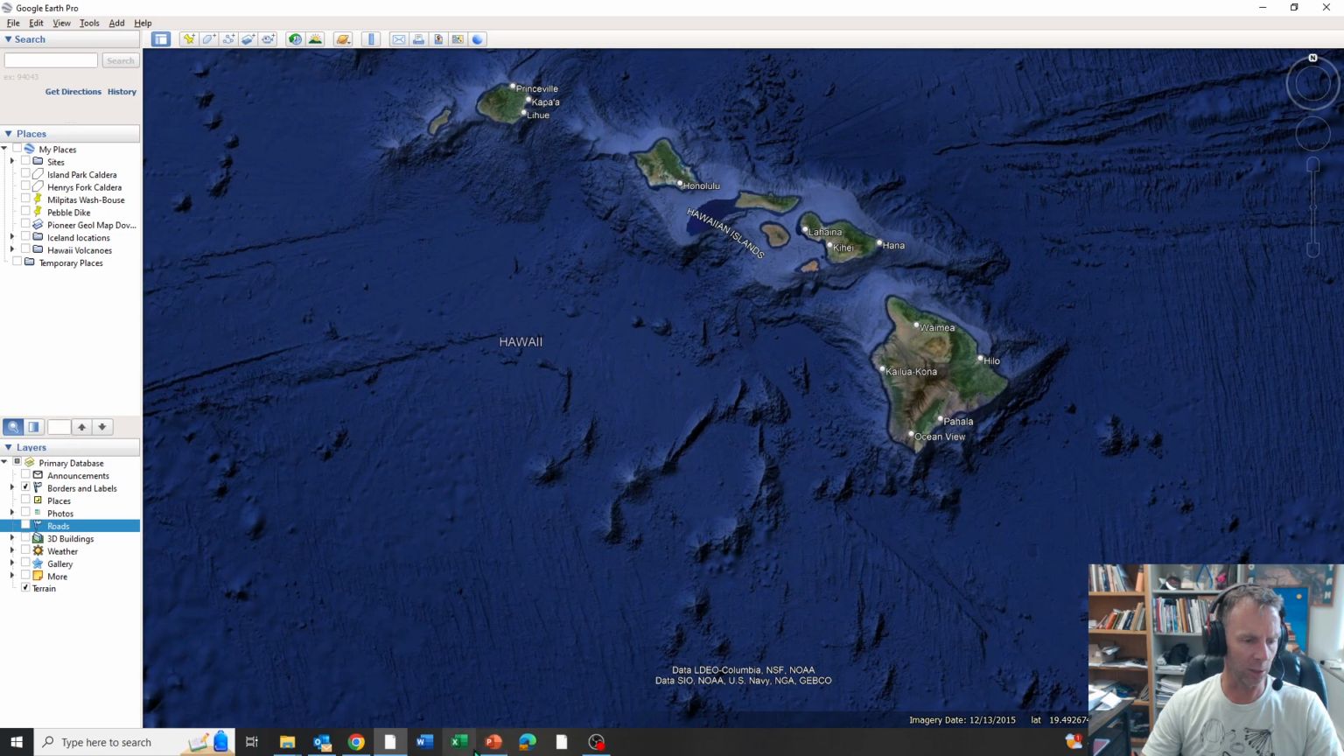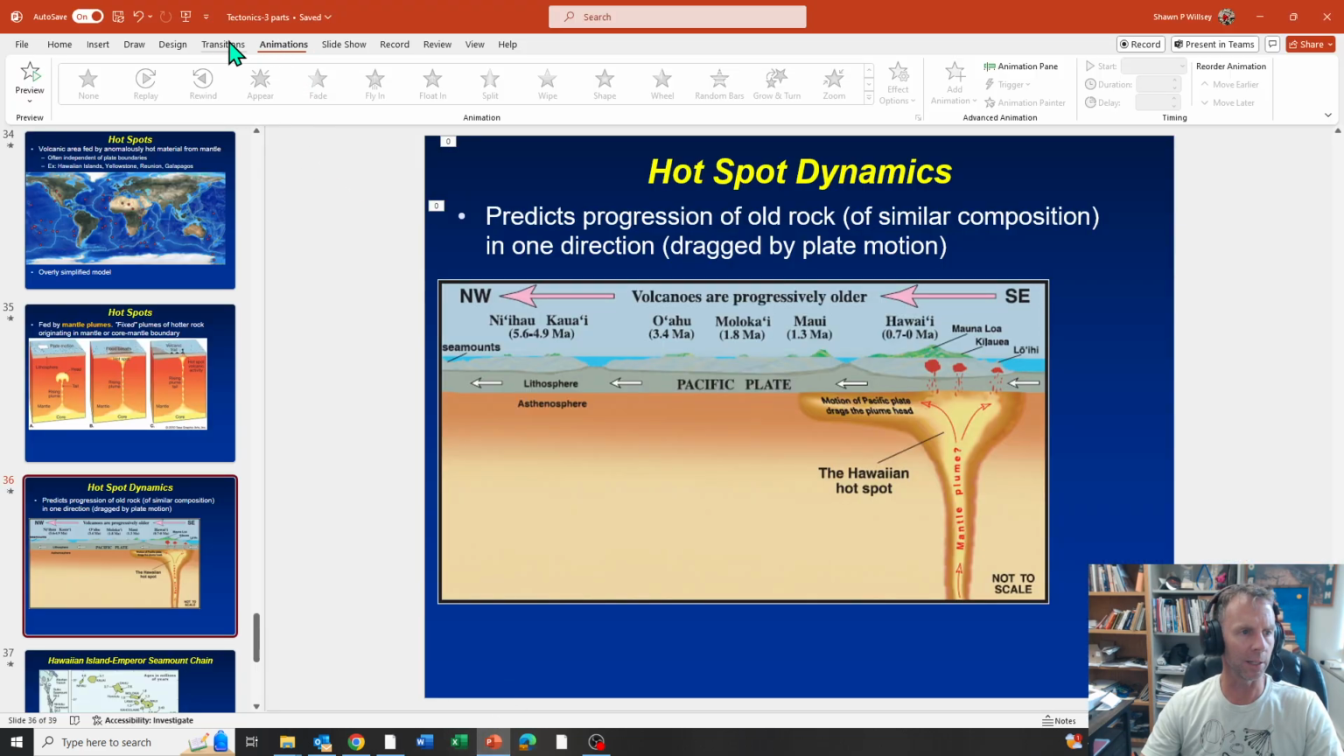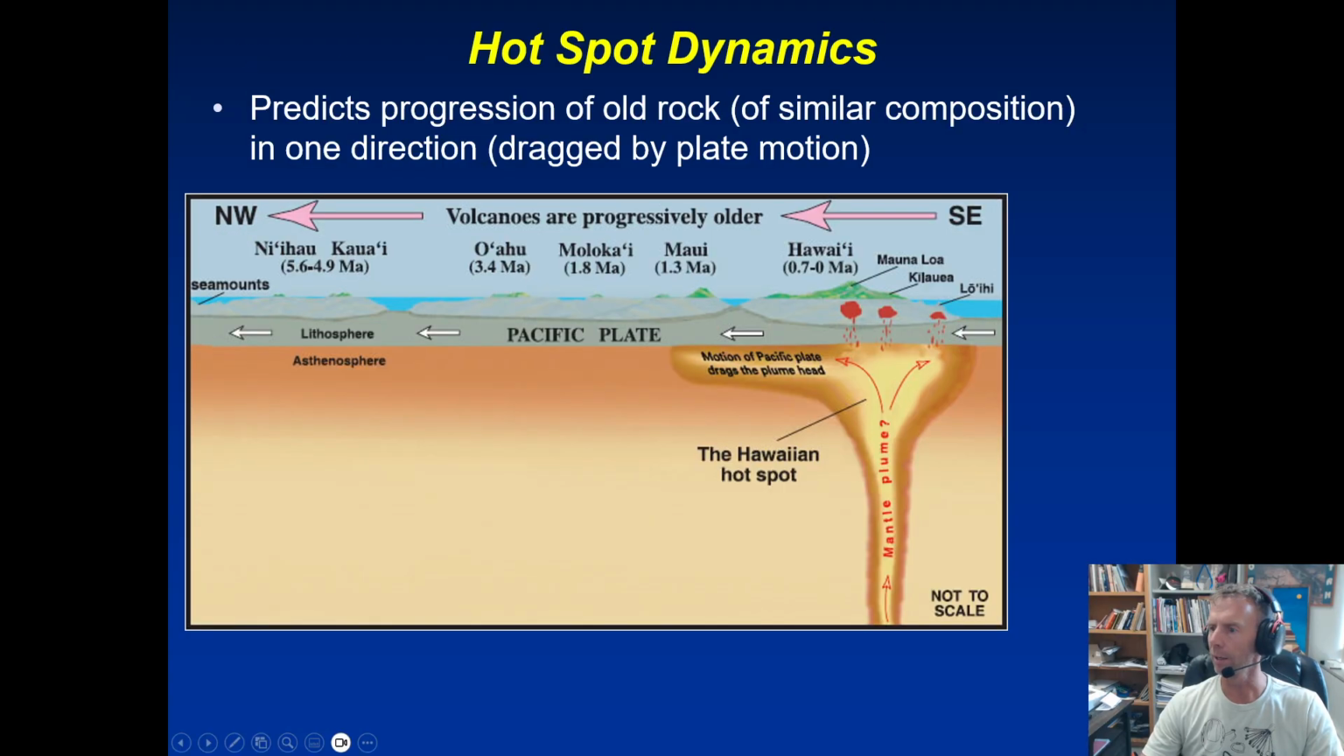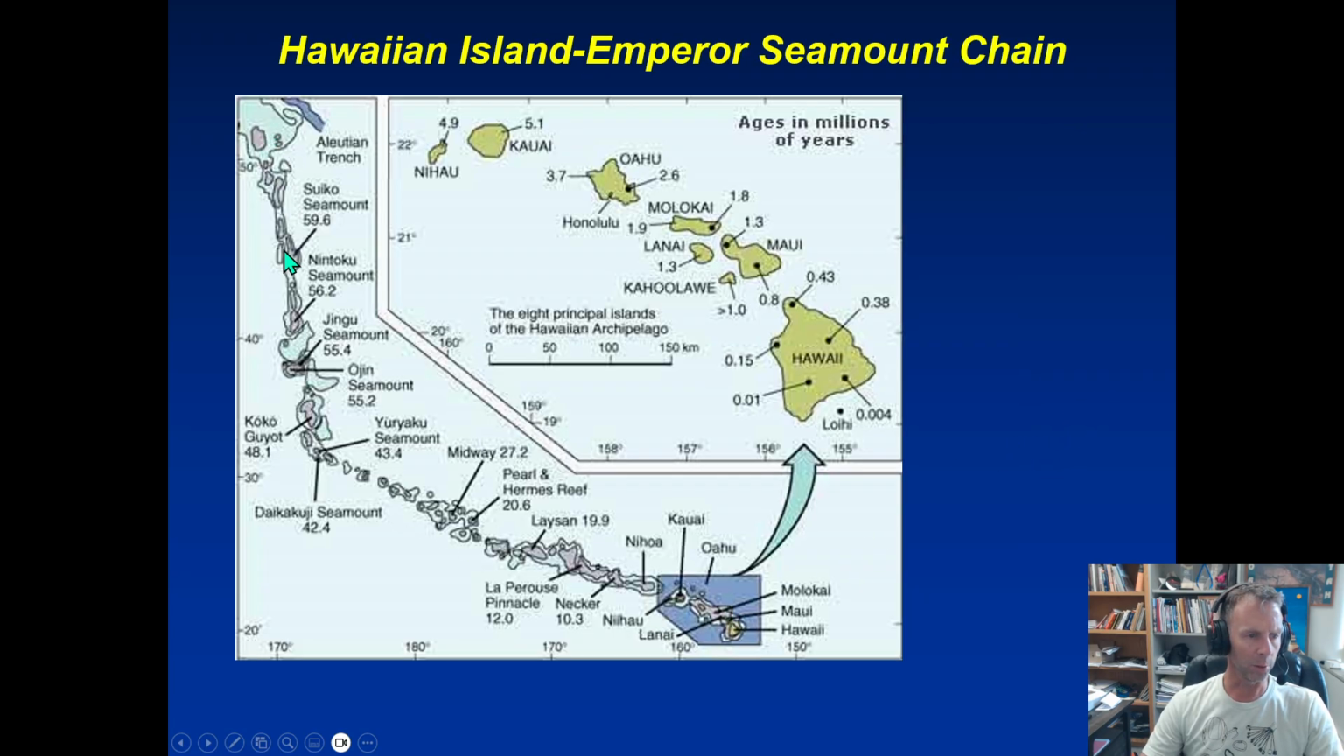Okay, so let me take you back to the PowerPoint to wrap this up and show you just a couple more things. And we'll do a quiz question here at the end as well, for those of you that like assessments. So here we have the hotspot. We've talked about that. Kind of a blurry photo here. Apologize for the low quality, but this shows the actual ages of the rocks in the Hawaiian chain.